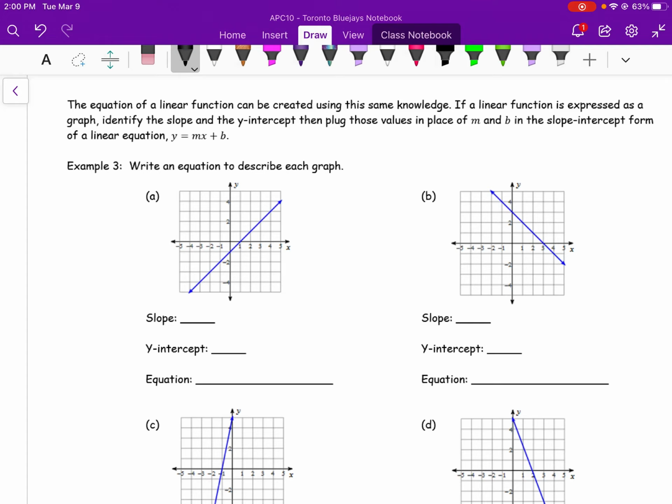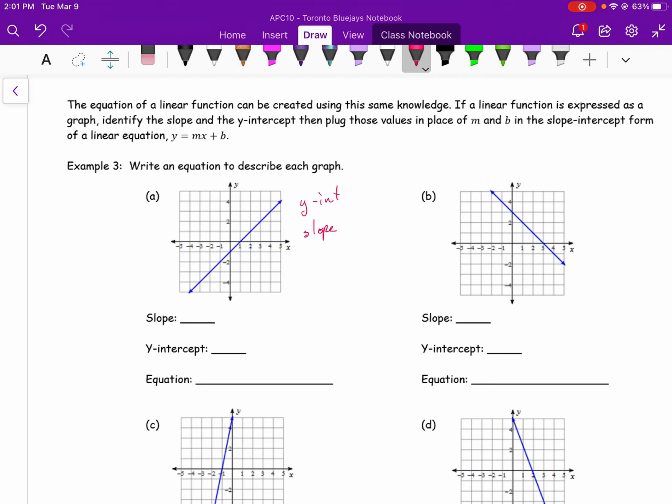If a linear function is expressed in a graph, we can identify the slope and the y-intercept, and simply plug those values into y is equal to mx plus b, where m is the slope, b is the y-intercept. So I'm going to take a look at my graph and identify my y-intercept and my slope.